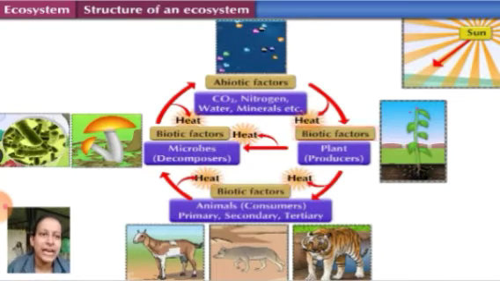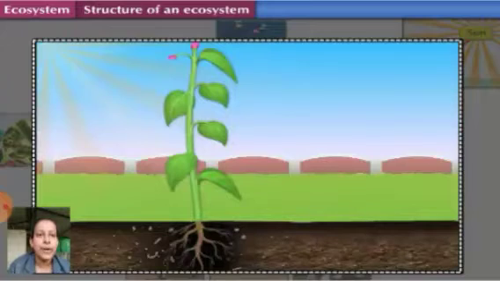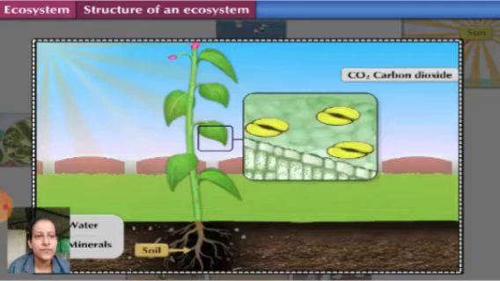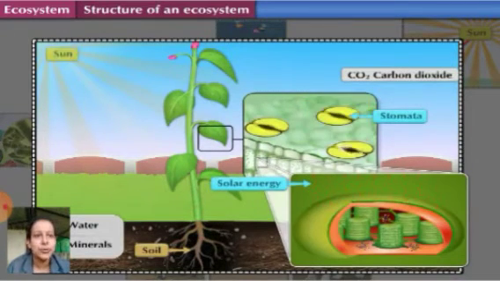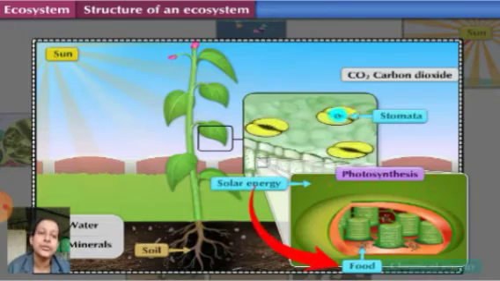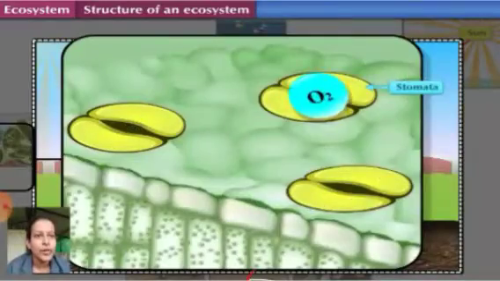Now the biotic factors like the plants are called the producers, right? Why are they called producers? It's because plants use abiotic factors like water and minerals from the soil, as well as carbon dioxide from the atmosphere and the solar energy from the sun, to prepare food by the process called photosynthesis, right? So this solar energy during photosynthesis gets converted into chemical energy, and that is nothing but the food which it is preparing.